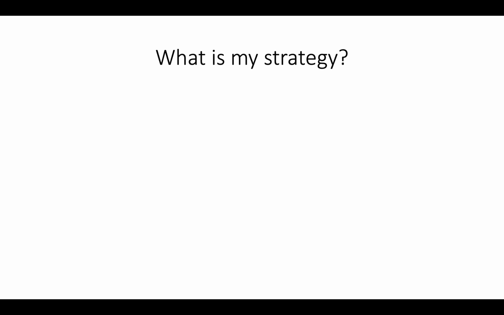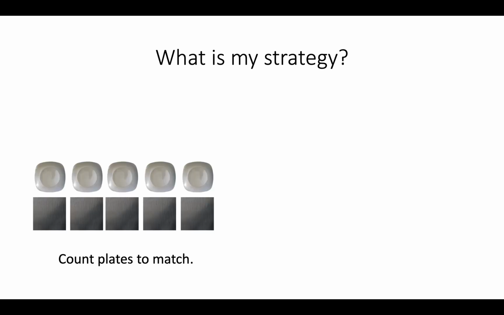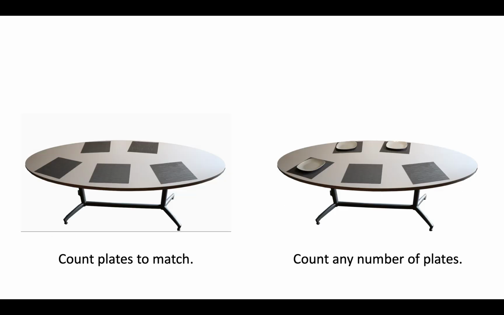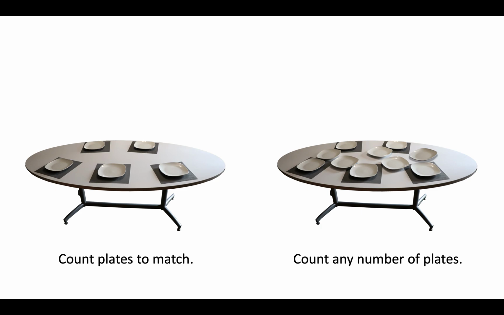What is my strategy? I can count 5 plates to match the number of placemats, or I can count any number of plates. Let me think. When I count 5 plates and put 1 on each placemat, every person has a plate with no plates left over. But when I pick any number, like 3, there are not enough plates. What should I do? Count 5 plates to match the number of placemats, or count any number of plates.